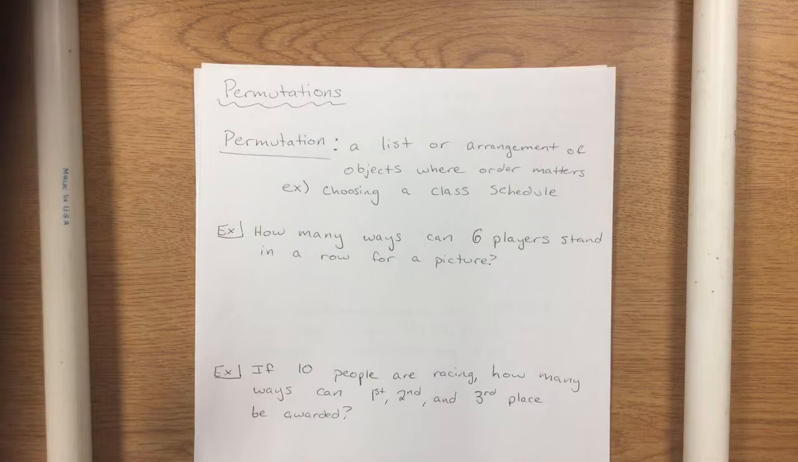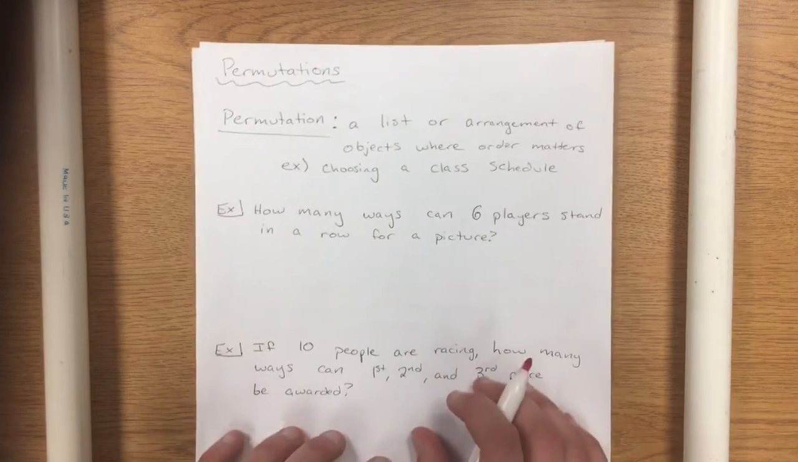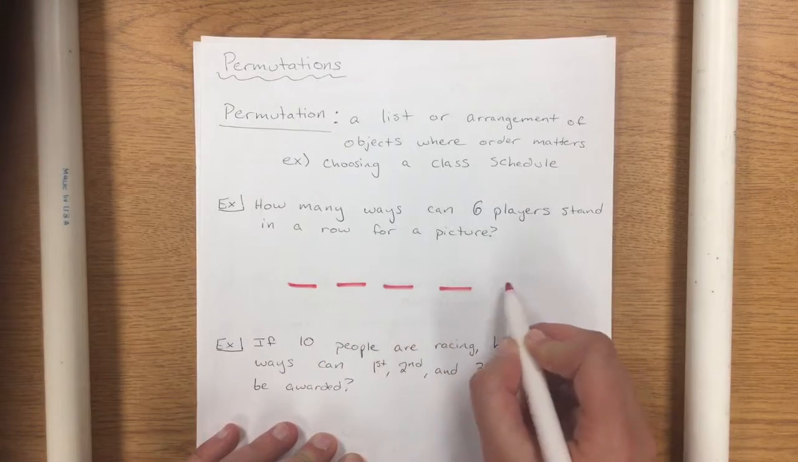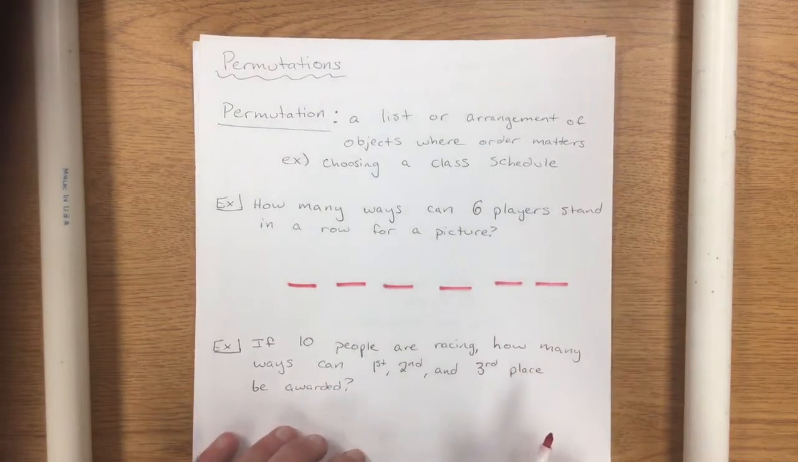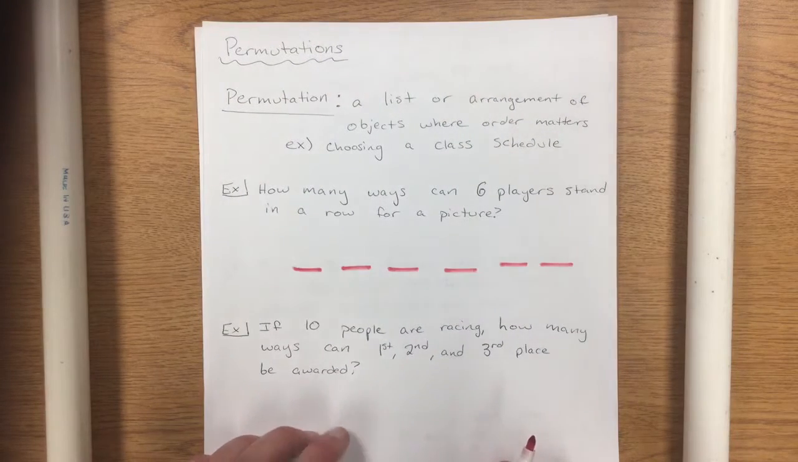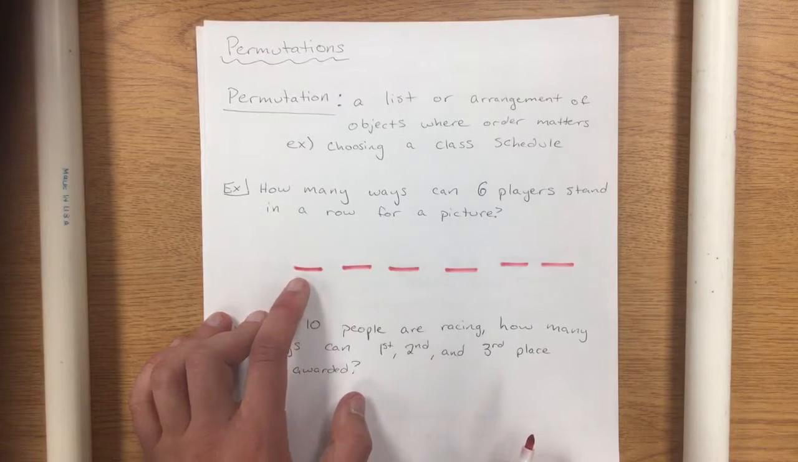So our first example today, how many ways can 6 players stand in a row for a picture? So this is going to be a permutation because order matters, because they're going to stand in a row. So we can't have the same people in the same spot because then you wouldn't be able to see somebody. So we have 6 spots for our picture, 1, 2, 3, 4, 5, 6. And we have 6 players.